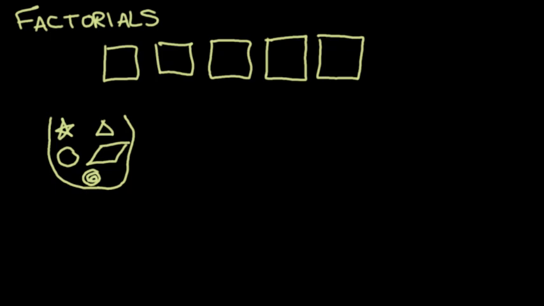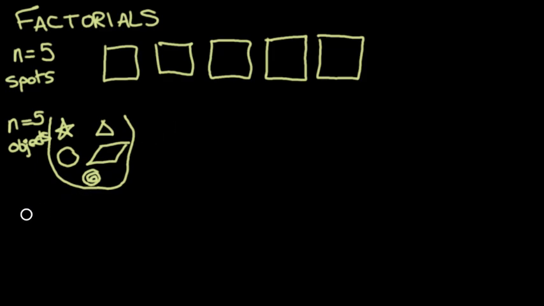And we're going to write that down. We're going to represent 5 as the letter n. So you've got n equals 5 spots, and n equals 5 objects. Now we're going to ask our central question: how many different ways can we do that?